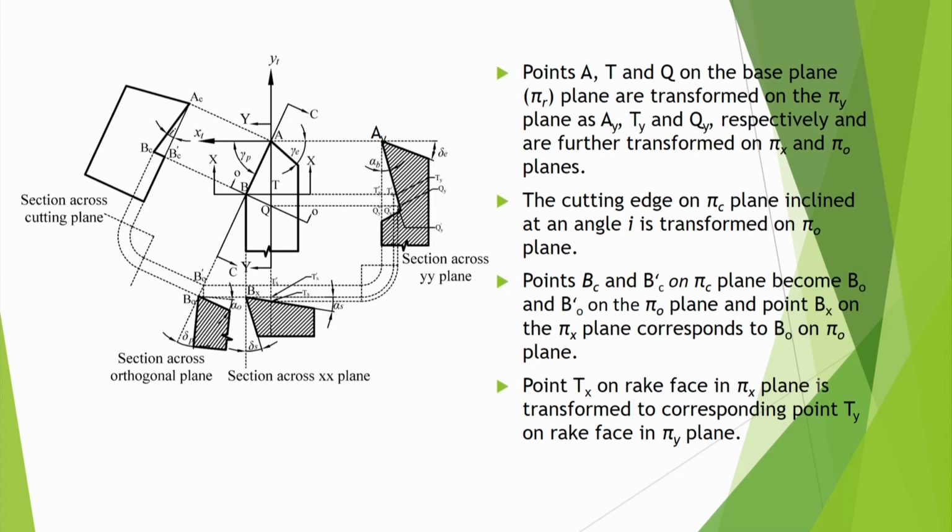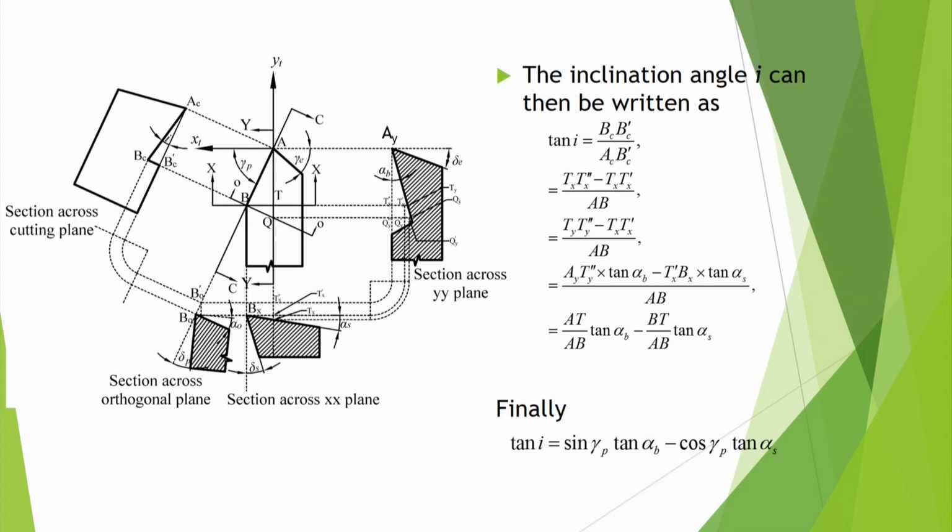Points BC and BC prime on the pi C plane, that means the cutting plane, become B0 and B0 prime on the orthogonal plane, and point Bx on the pi x plane corresponds to B0 on the pi 0 plane. Point Tx on the rake face in the pi x plane is transformed to the corresponding point Ty on the rake face in the pi y plane. So we have got these types of relations, and now let us see how the equations will go. Let us concentrate on the inclination angle.